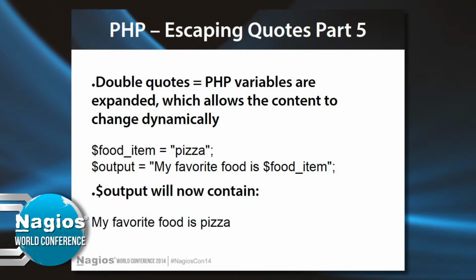Now, why double quotes, why single quotes? This gets down to programming basics. With double quotes, anything in between the double quotes can contain a variable that will get expanded. The way to explain that is I have a variable called food item, and the value is pizza. I have another variable called output, and I'm saying my favourite food is food item. So when it generates it, it actually expands what food item was and now becomes pizza. Pretty straightforward stuff.